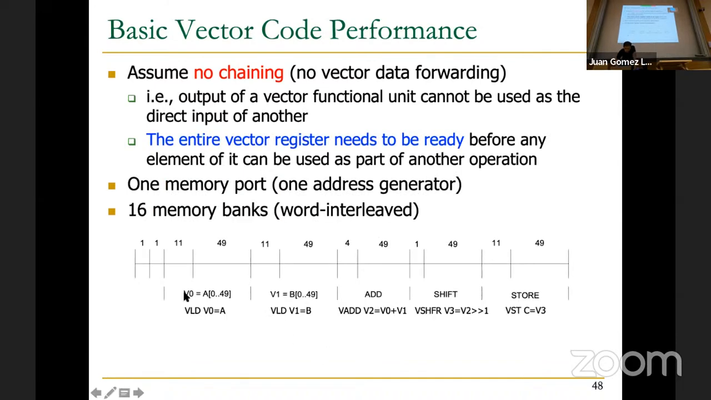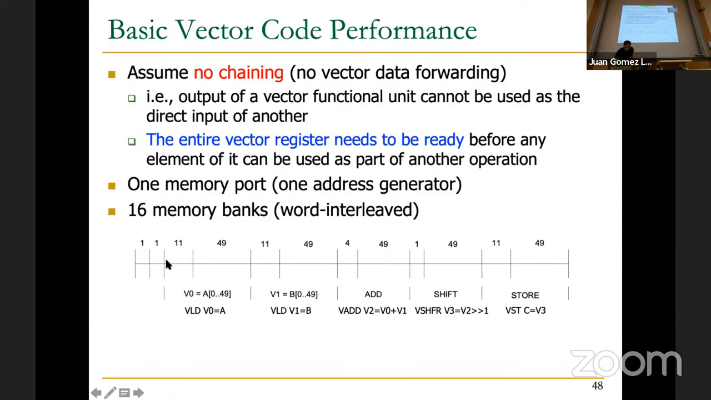These first two cycles correspond to the move for the vector length and the move for the vector stride, and then we start the vector load here. Why is this going to last 11 plus 49? Any guess? So 11 is because that's the latency of each memory access. If we start accessing element A0 from bank 0, we request the load operation. We start the load operation at a certain cycle. 11 cycles later, we will get our value, right?